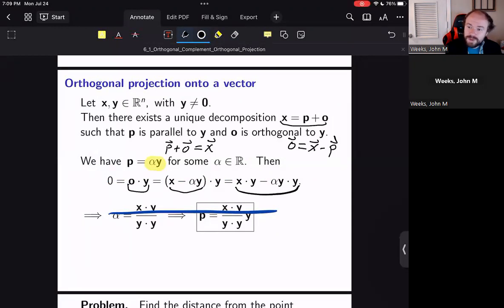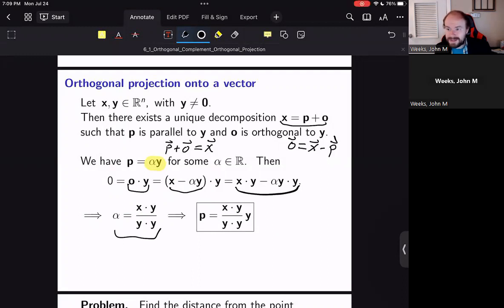By the way, we know everything in here except for alpha. X and y are both vectors that are given to us. What that means is that we can solve for alpha. If we solve for alpha, we get that alpha is the dot product of x and y divided by the dot product of y with itself. Plugging back in what alpha is in terms of p, then we can solve for what p is equal to with a given formula. You may know this as the vector projection of one vector x onto another vector y.